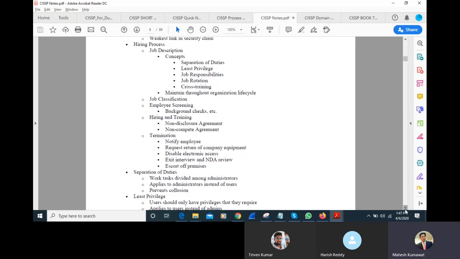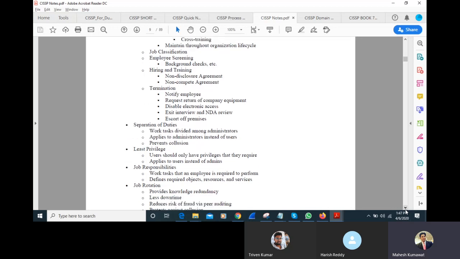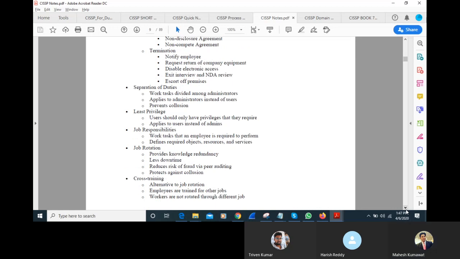And if it is a termination process, then notify the employee, request return of company equipment, disable electronic access, exit interview and NDA reviews, escort off premises. Separation of duties: ways of work, tasks divided among administrators.